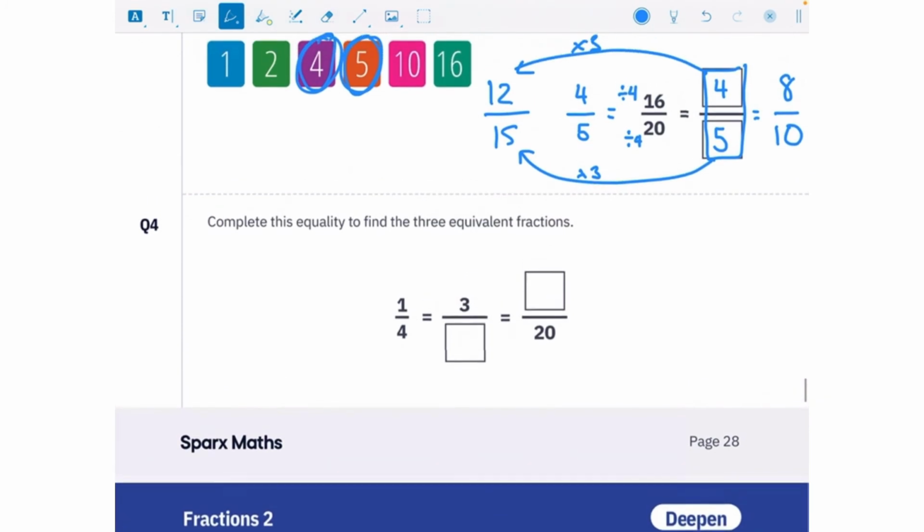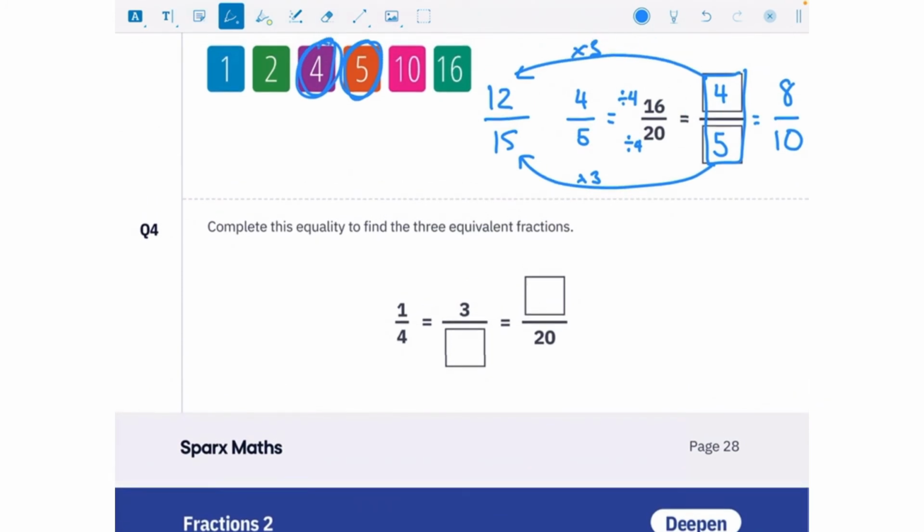Complete this equality to find 3 equivalent fractions. So if we've made the numerator 3, we've times the numerator by 3, then we also have to times the denominator by 3, and that leaves us with 12. If we've made the denominator 20, then we've times by 5 from this number. So we also need to times the numerator by 5, and that is 5. And all of those are equivalent.